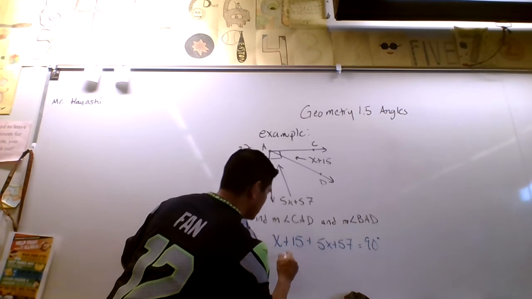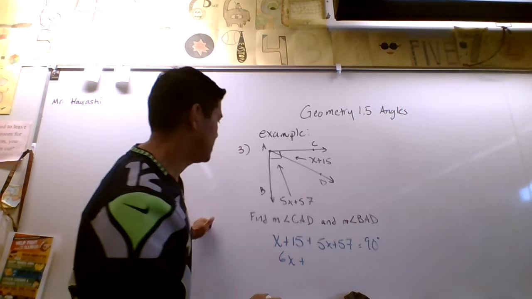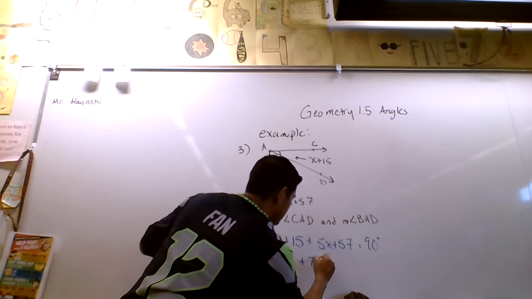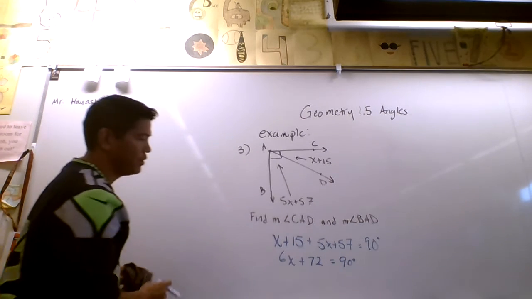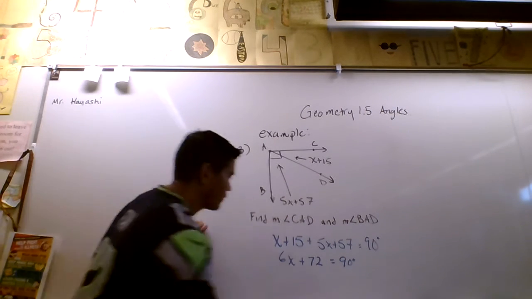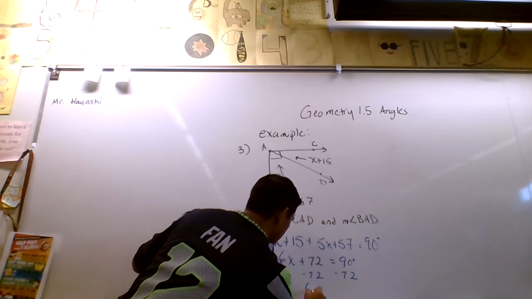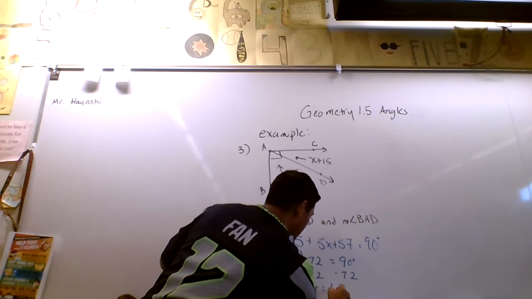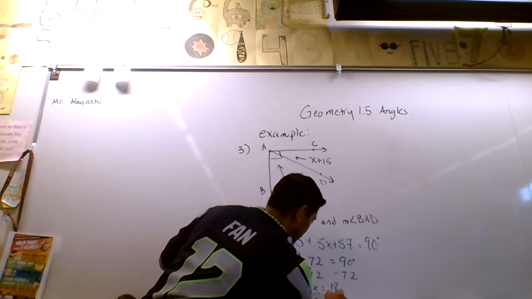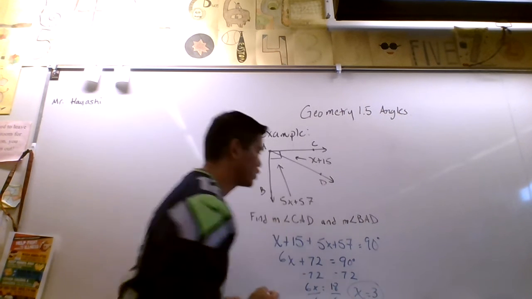The like terms here: 6x, and 15 and 57, 72, is equal to 90. Now we could use inverse operations to solve this for x. Subtract 72 from each side. 6x is equal to 90 minus 72, 18. If we divide each side by 6, x is equal to 18 divided by 6, which is 3.